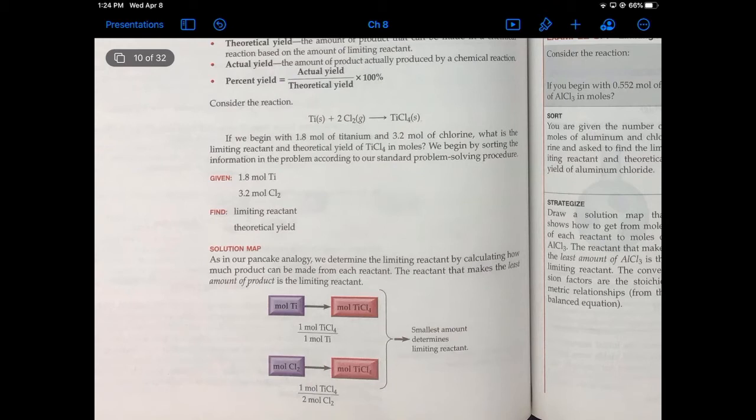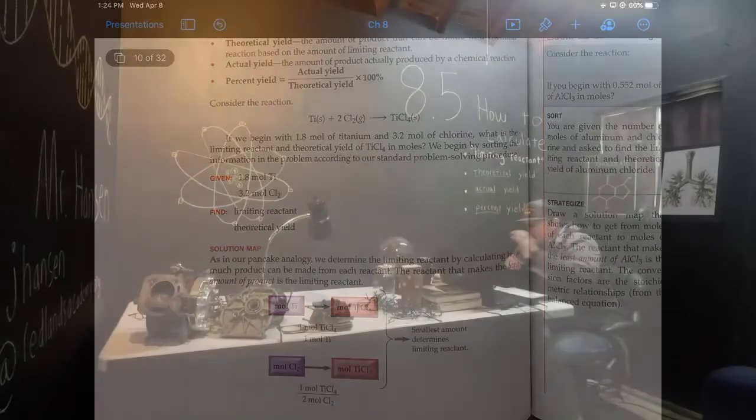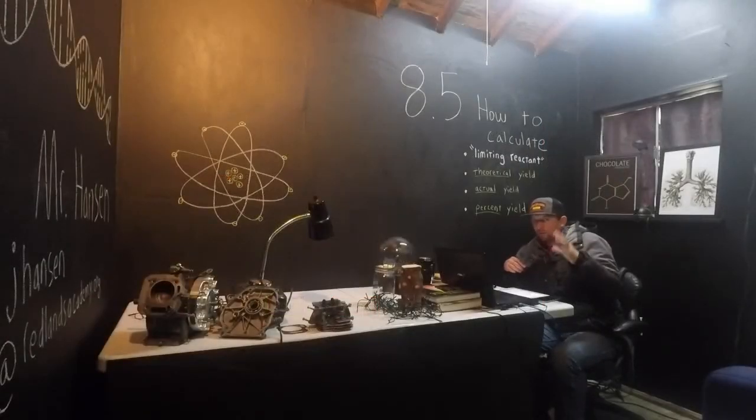So if we begin with 1.8 moles of titanium and 3.2 moles of chlorine, what is the limiting reactant? Okay, let's stop here for a second. A lot of students will read these problems and say, well, I have less titanium, so I'm probably going to run out of titanium first. But you have to be careful because the recipe is not always one-to-one for things coming together.